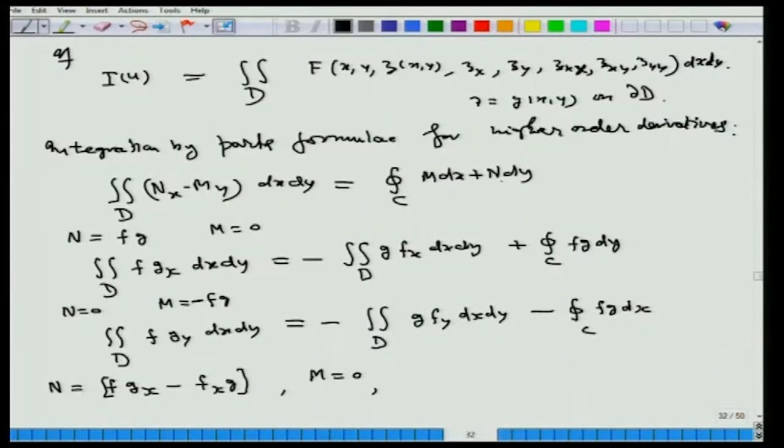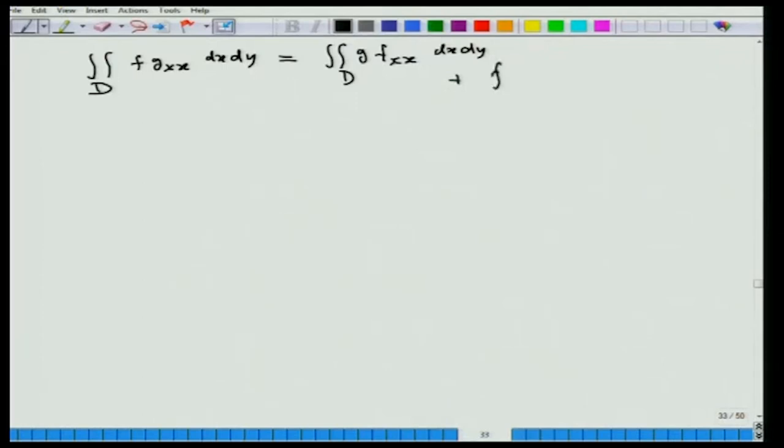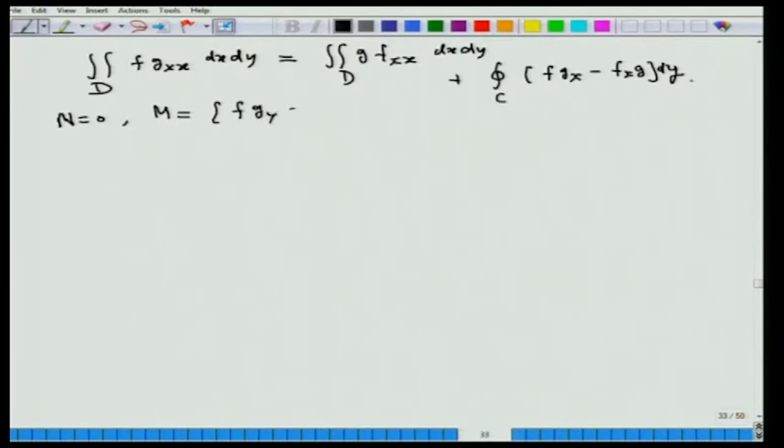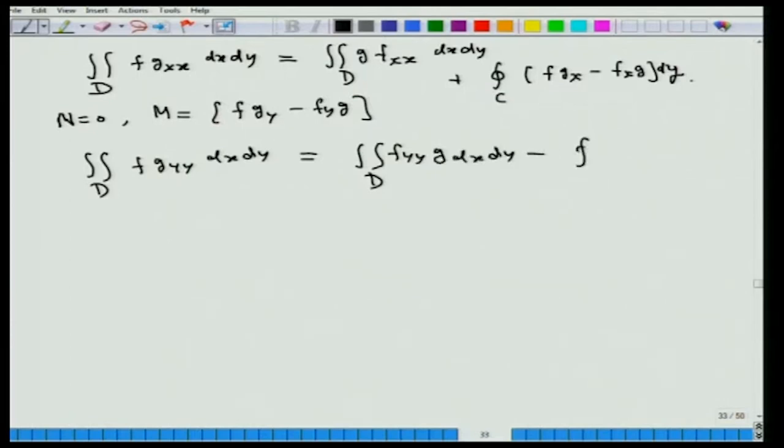here n we have taken like this. So, n d y plus this f g x minus f x g here d y. So, this is a second order integration by parts formula, where this x derivative is shifted on to f here. And similarly, if you take n equal to 0 and m equal to f g y minus f y g, we get f g y y d x d y, this g f y y, and then minus over this f g y minus f y g d x.